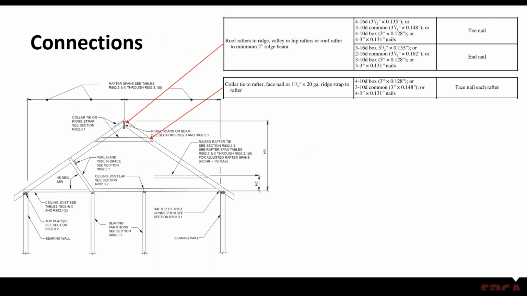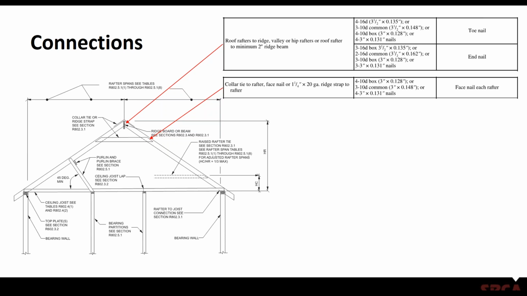Some of the connection requirements for attaching the roof rafters to the ridge or valley or hip are provided in that table R802. And again, these are some excerpts from there. In this case, that lower box that you see in the upper right-hand corner says a collar tie to rafter requires face nails or 1/4 inch by 20 gauge ridge strap to rafter, and then calls out the minimum number of nails that are required.